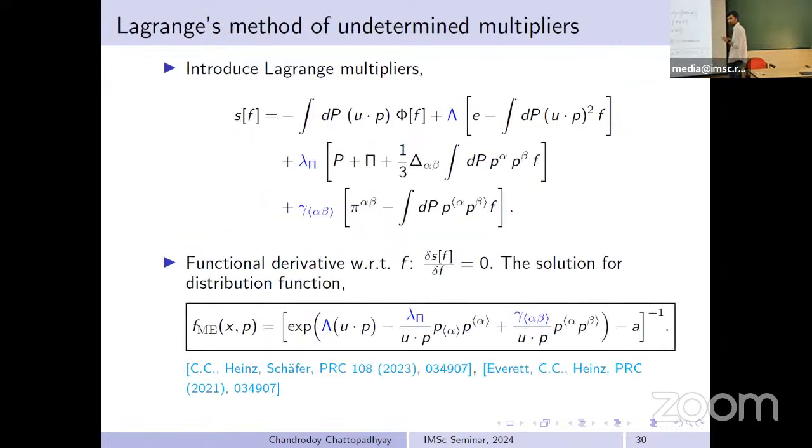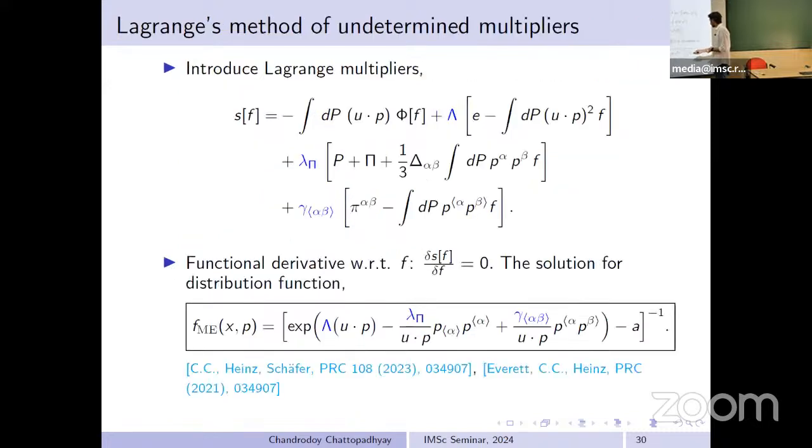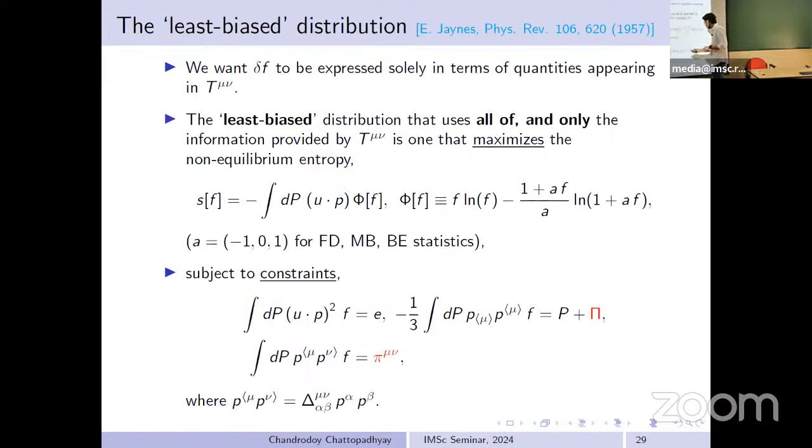That A takes care of the statistics: Fermi-Dirac, Bose-Einstein, or Maxwell-Boltzmann. These are to be determined. So I have to choose Λ, Λ_Π and Λ_π in this f, so that with this f I reproduce the energy density, isotropic pressure, and shear stress tensor. So that is the interpretation.